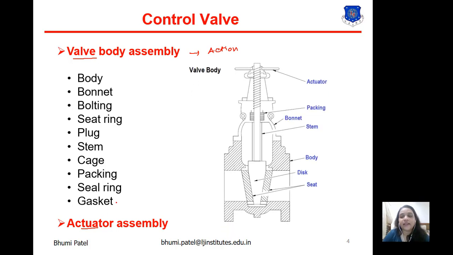On the right side, a control valve body diagram is given. On top of the control valve, the actuator is connected. After the actuator, a bonnet is connected. Between the bonnet and actuator, some packing is connected. The middle part of the control valve is called the stem. Then the body, disc and seat. In the next slides, we will study the valve body assembly one by one.